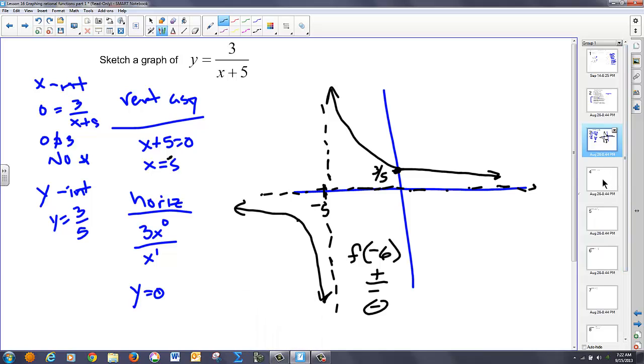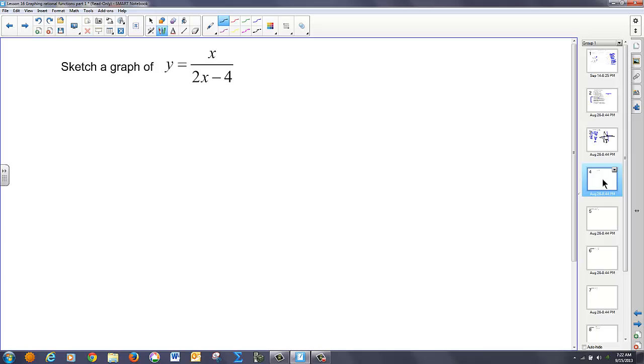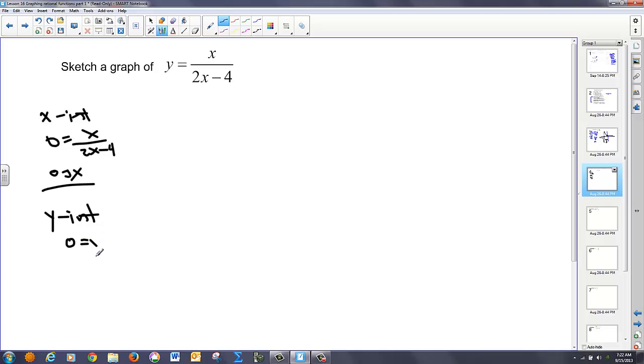Now, if we move over to our next example, all these will change just a little bit. I'll notice I have a variable in my numerator. X-intercept again. Find the x-intercept, set y equal to 0. Multiply the denominator through. I get 0 equals x. And that's my x-intercept. My y-intercept, set x equal to 0. Get 0 again.